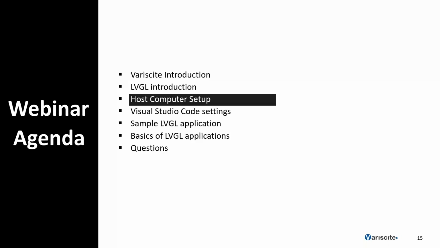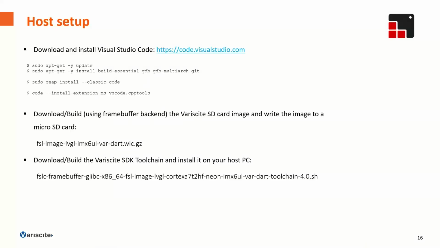Let's start with the host computer setup. First of all, you need to install Visual Studio Code. Be aware that what I'm saying is almost all present in the wiki with very little changes. Let's go for now through the instructions. So first of all, you need to install Visual Studio Code. You may have to download or build your own image using the Yocto SDK.